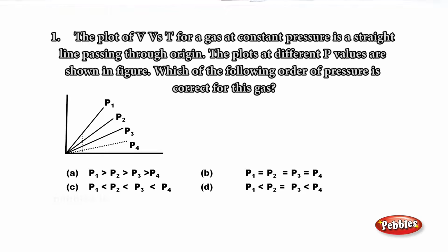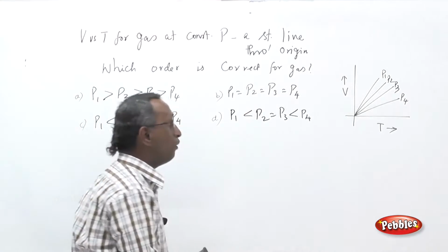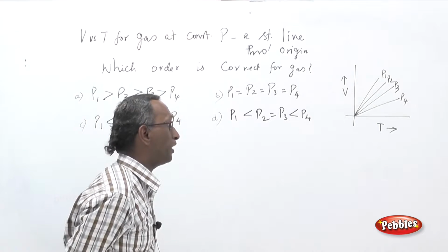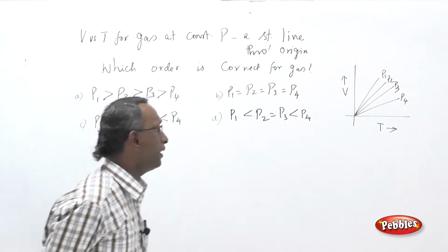There are 4 orders mentioned: pressure is greater than, or pressure is less than, or pressures are equal, or only 2 pressures are equal. Some conditions are given, and the figure is also given. So for a plot of volume versus temperature, whenever it is mentioned like this, the general pattern is that the first one, the dependent variable, will be plotted on the y-axis. Y-axis is the volume, x-axis is the temperature.